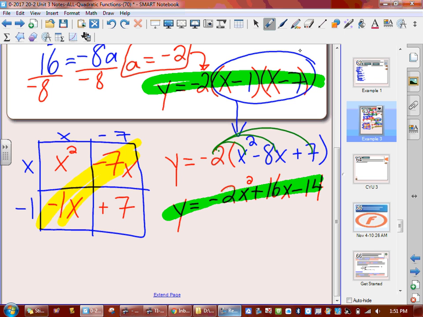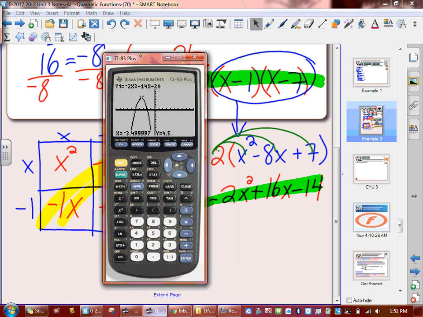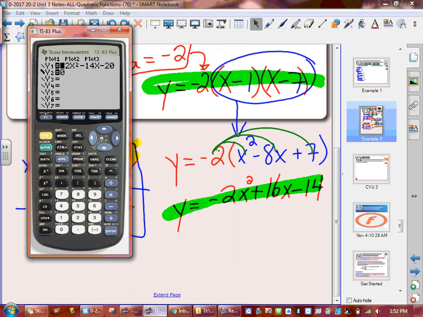So going to our calculator now, we're going to stick in the numbers. So our first equation in the y equals, I'm going to clear out, and I've got negative 2 bracket x minus 1 bracket x minus 7. Okay, and down below, I am now going to put in negative 2x squared plus 16x, oh, not 46, 16x minus 14.